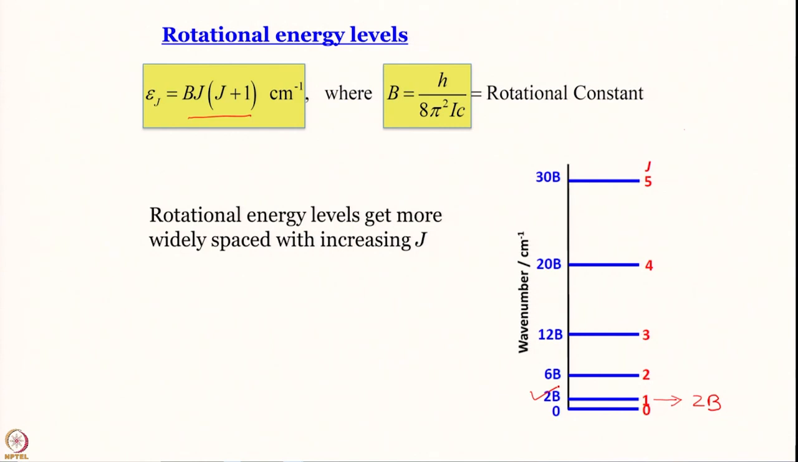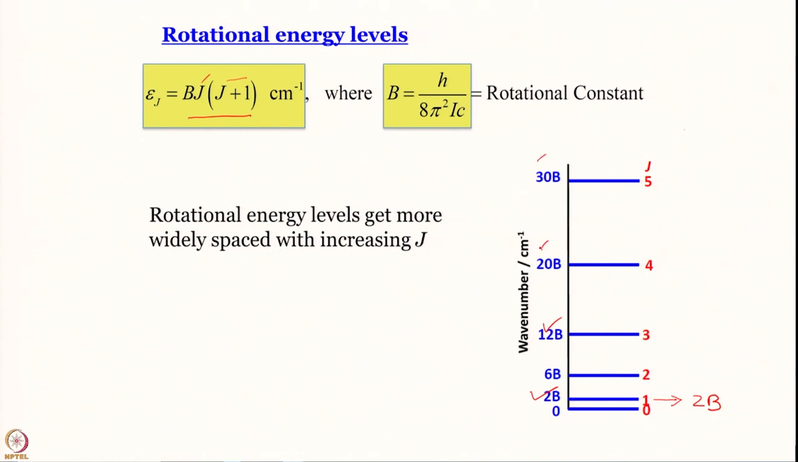What happens when J equal to 3? You can work that out. J equal to 3, J plus 1 equal to 4. So, sorry, why did I go to J equal to 3? Well, it's okay, 12. So, 12B. I missed J equal to 2 here for some reason. Okay. So, you can work out the energies, and the values are all written here.